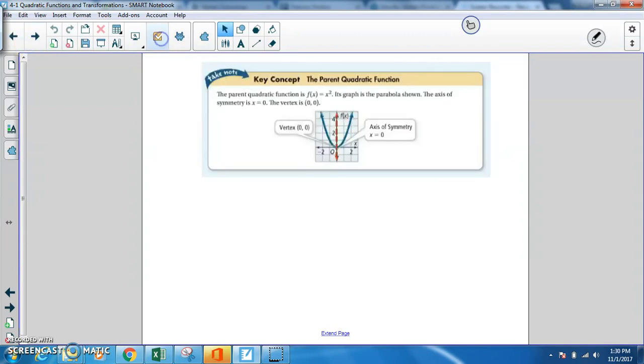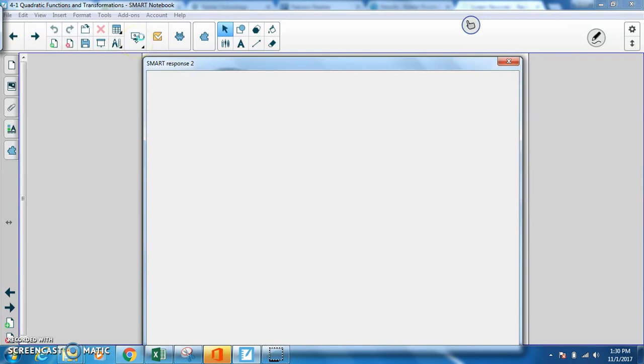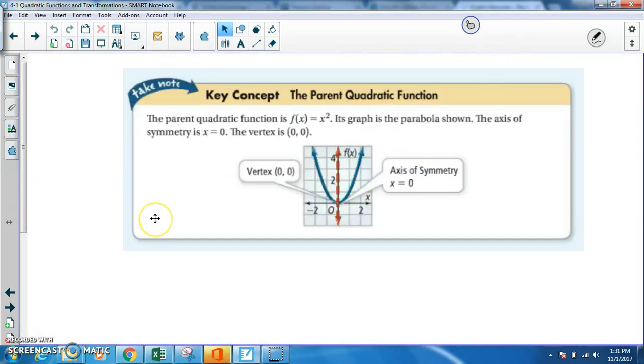So, our parent function that we are working with right now is the quadratic function, which is f of x is equal to x squared. And it is a graph of a parabola, which is our U-shaped graph, and our axis of symmetry goes through our vertex, which are all vocabulary words that are familiar to us from absolute value. But in our parent function, the axis of symmetry is x is equal to 0, and our vertex is 0, 0.